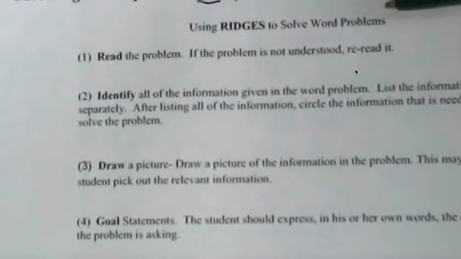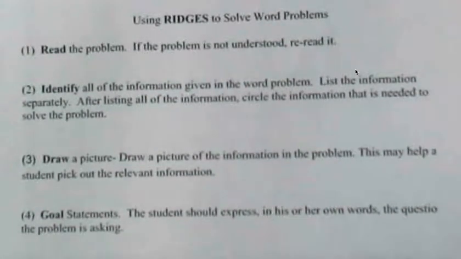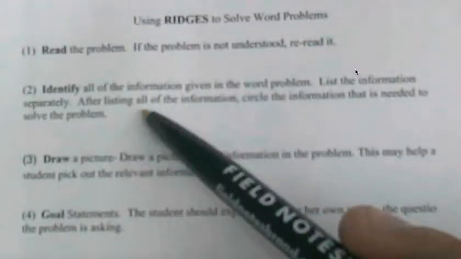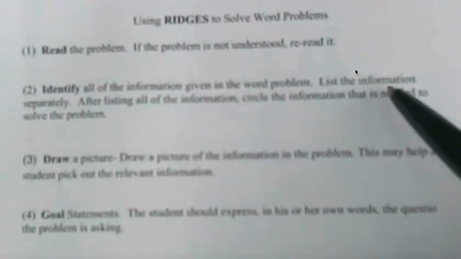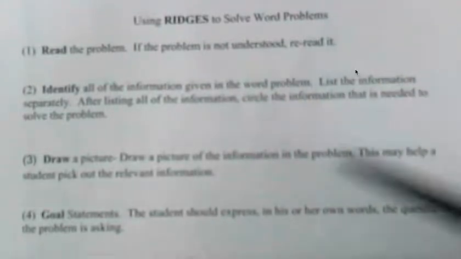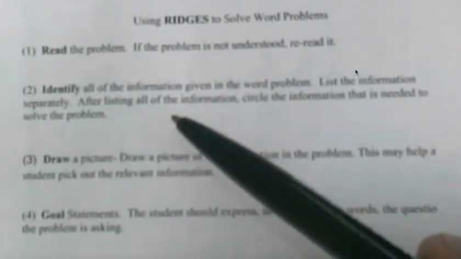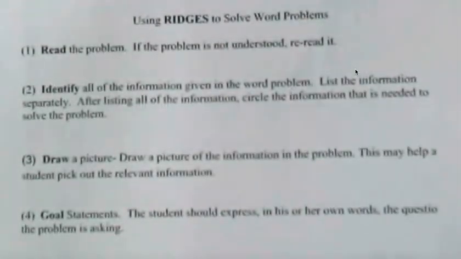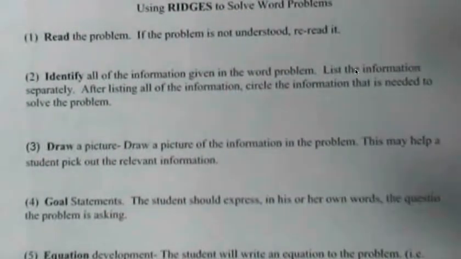If we get stuck, and this might happen to me, I'll reread the problem to make sure that I understand what's going on. Then I'll be identifying what's going on in the problem, taking away the information that I think is important, listing the information separately. If I have the space, I'll definitely make sure to do that. After listing all of the information, I'll circle what's needed to actually solve the problem. There might be some work here that's extra or extraneous, and half of the word problem might just be figuring out what you need and don't need.